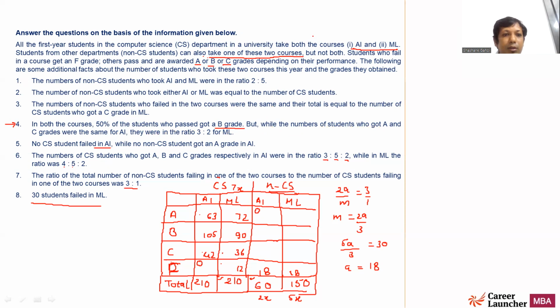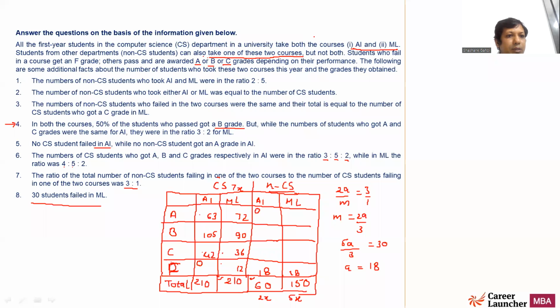Now statement 4 tells in both the courses 50% of the students who passed got grade B. Okay, so in both the courses, of the students who passed, 50% of the people got grade B. Okay, I'll come to this later on.